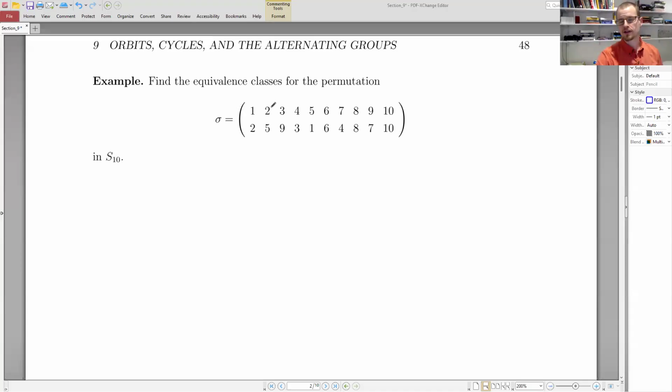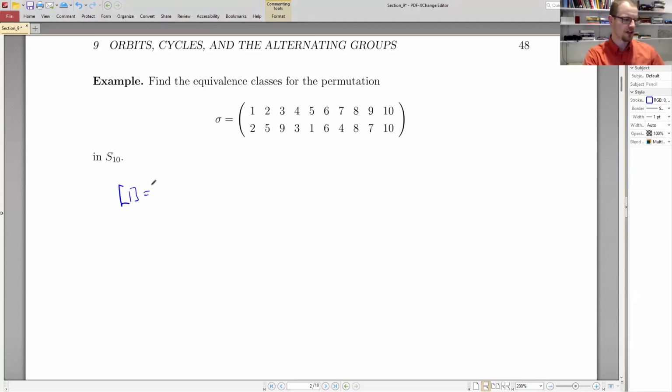Excellent. We have a permutation sigma on the set A, which is the numbers 1 through 10. If I want to find the equivalence classes, what I can do is just pick a number and work from there, okay? So I can say, what are the things related to 1?